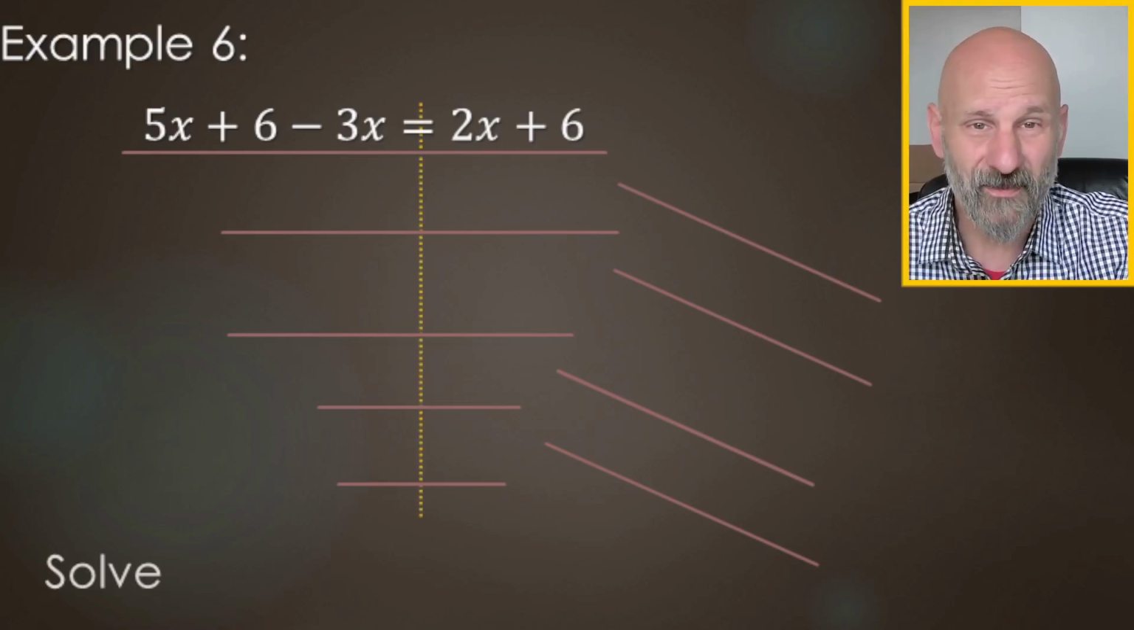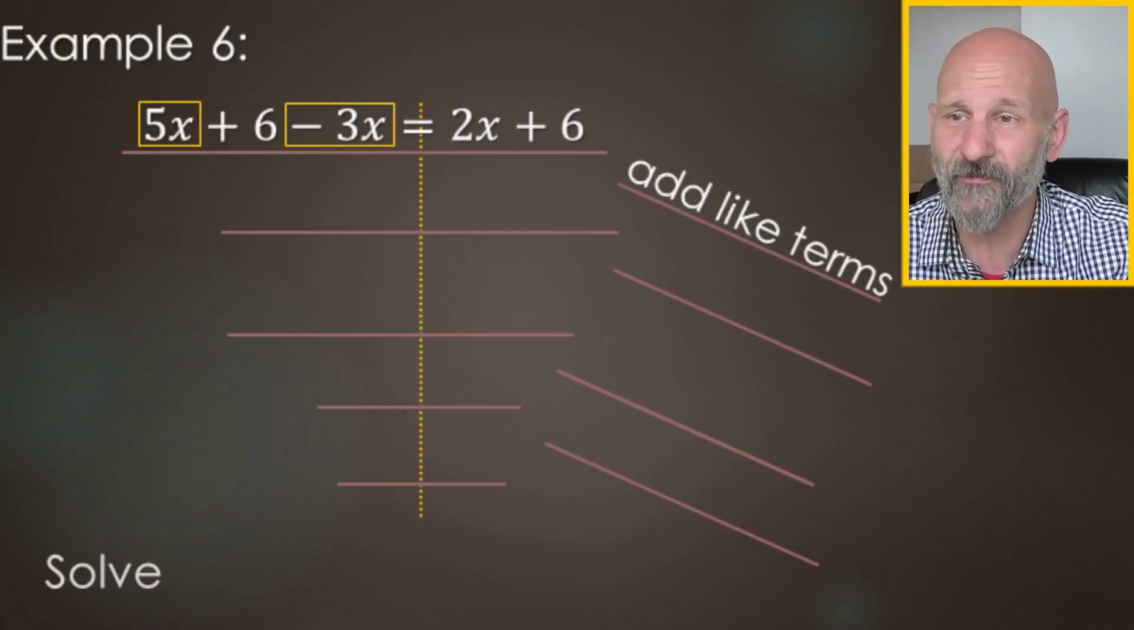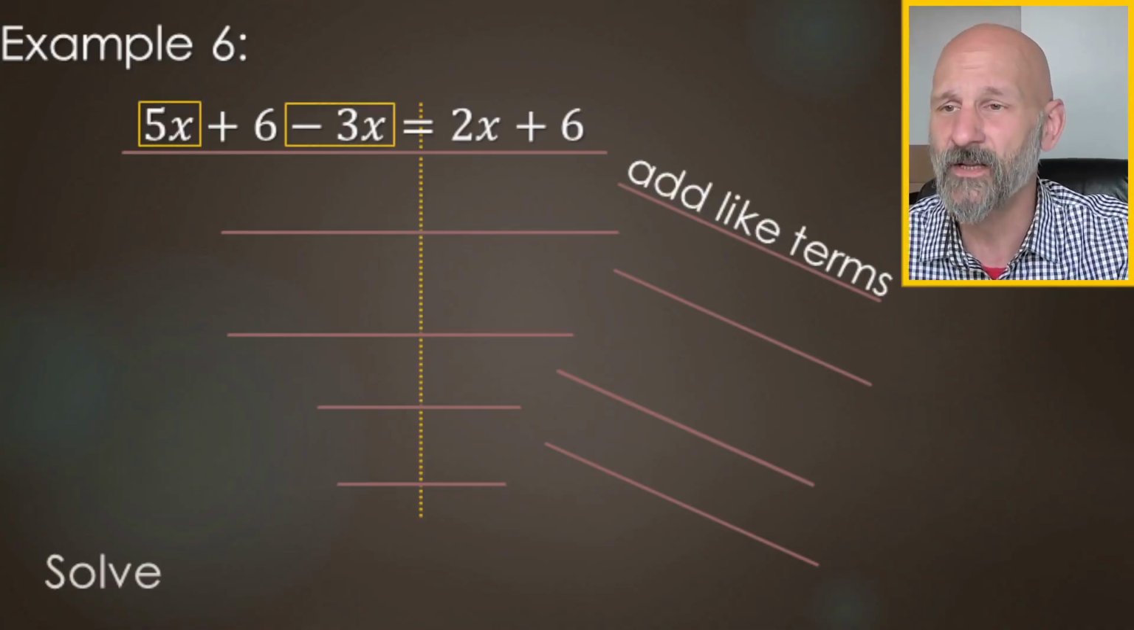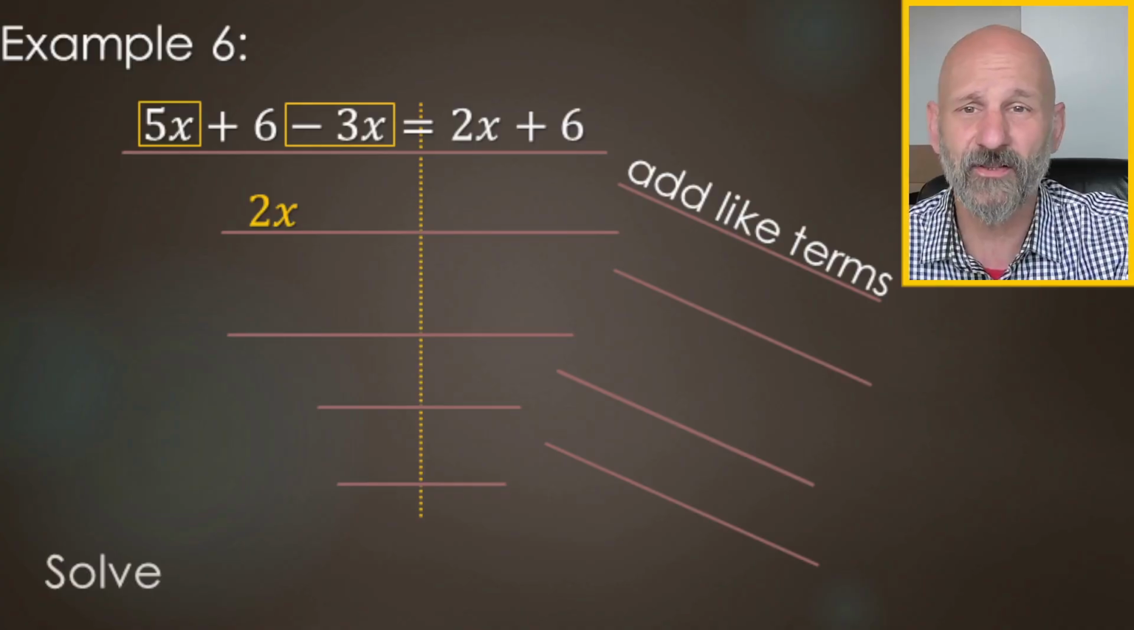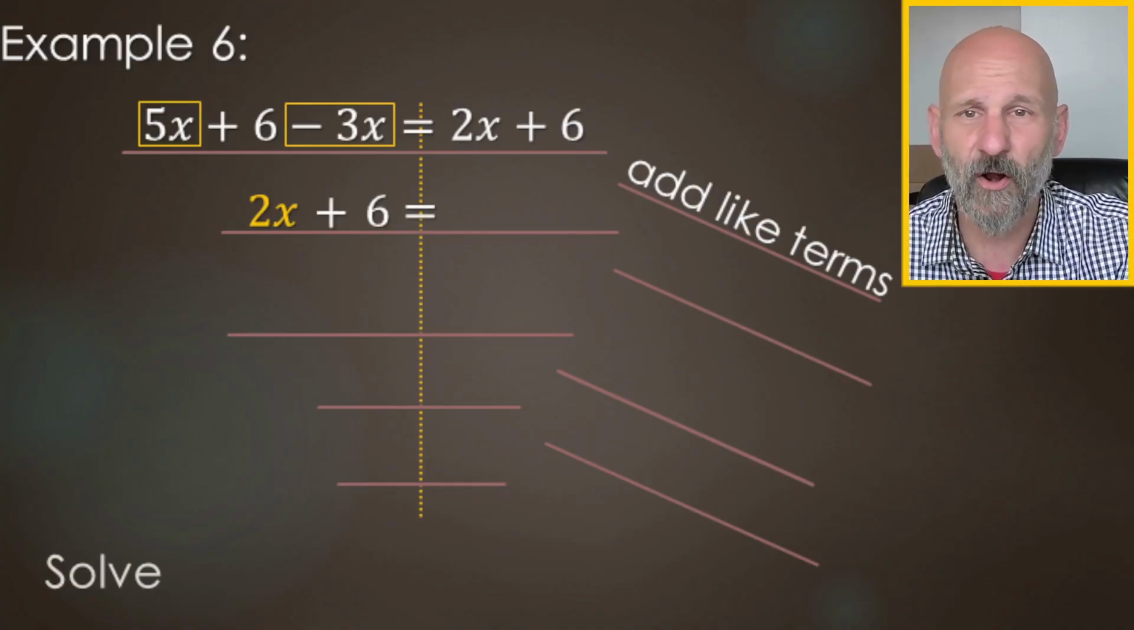So here we're going to simplify the left-hand side. That's going to be adding like terms. We have two x terms, 5x and a minus 3x. So 5x minus 3x's makes 2x's. We still have the constant term plus 6 there. And then the right-hand side all cleaned up.